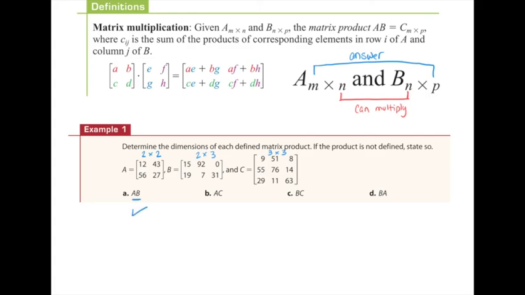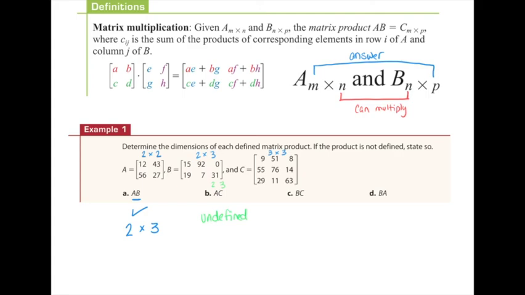All right. What will my answer be? Well, my answer is going to be the rows of A, 2, by the columns of B. That will be my answer. It will be a 2 by 3. Let's look at the next one, AC. A has 2 columns. C has 3 rows. We cannot multiply these. This is undefined.